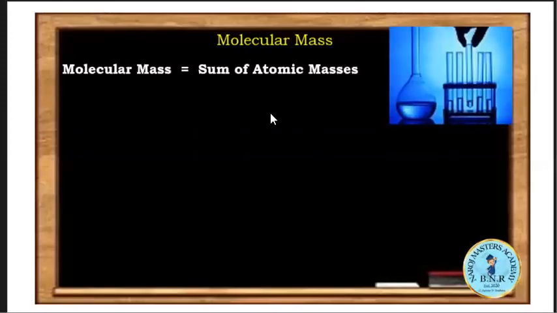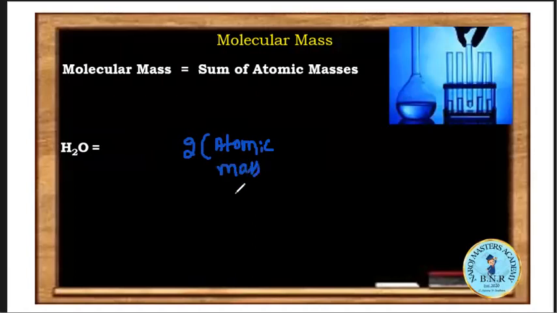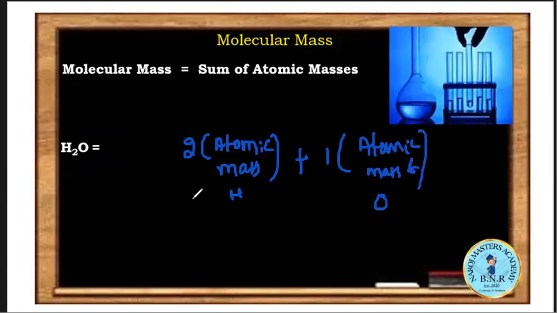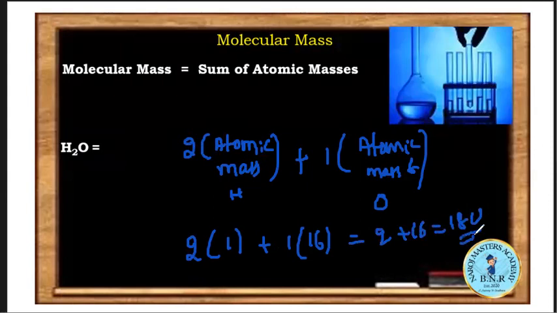Molecular mass is equal to the sum of the atomic masses, as we know. H2O, very easy to find now. How many hydrogens? 2. 2 into the atomic mass of hydrogen plus how many oxygens are there? 1. 1 into the atomic mass of oxygen. So 2 into the atomic mass of hydrogen, which is 1, plus 1 into the atomic mass of oxygen, which is 16. That equals 2 plus 16, that equals 18 units. Is it clear? Very easy.